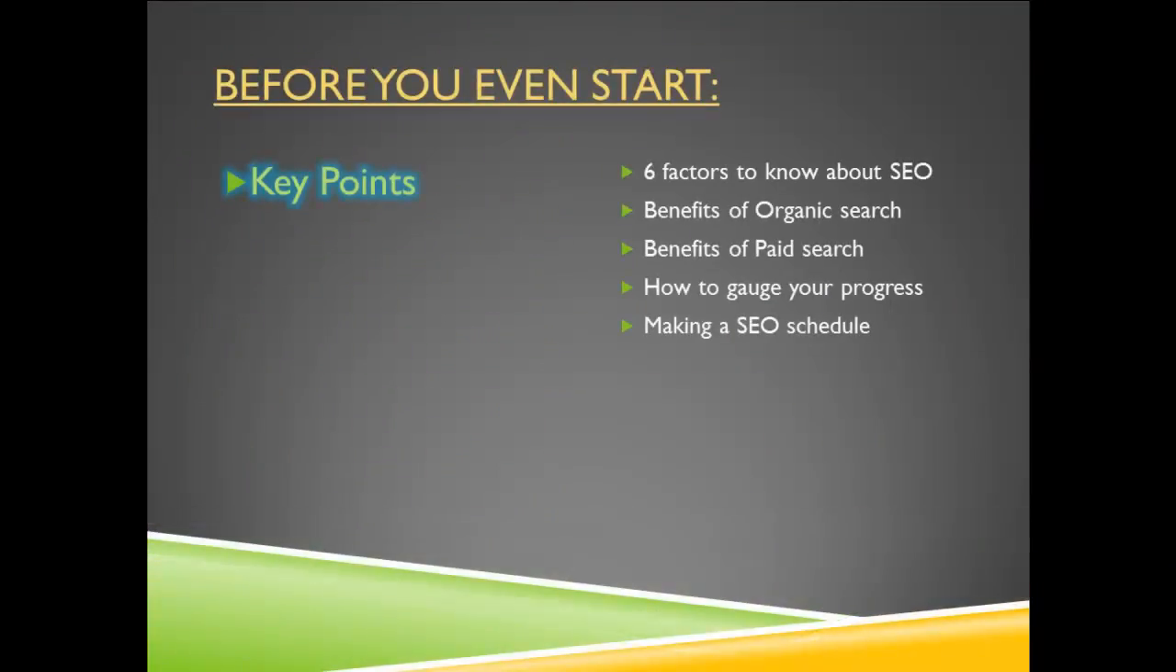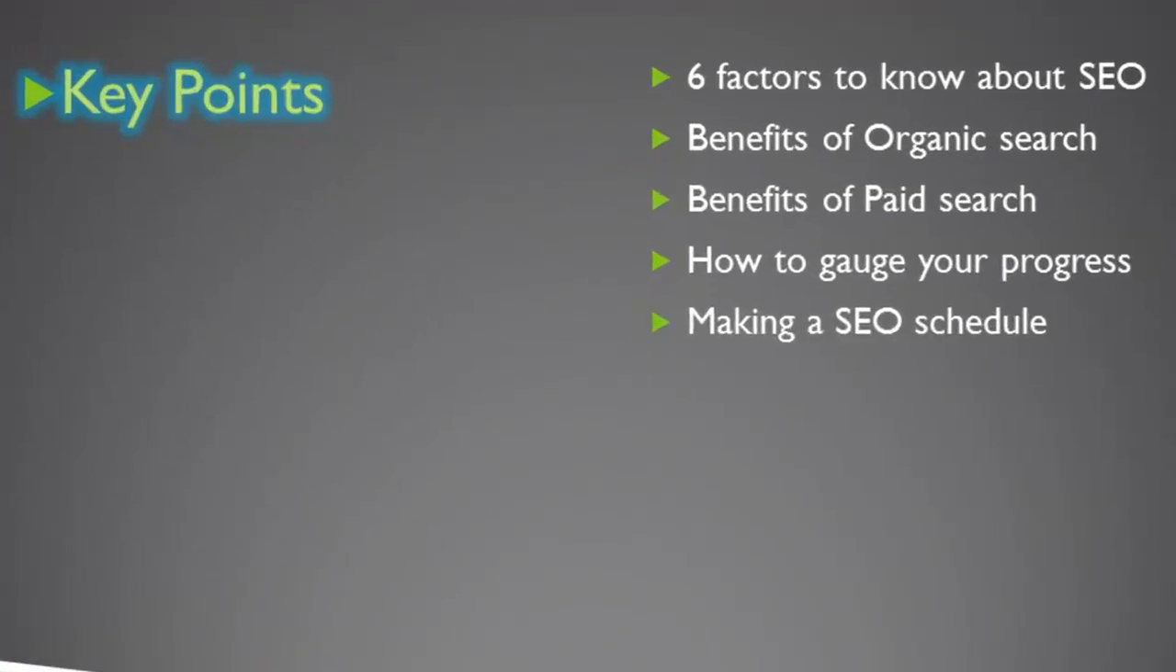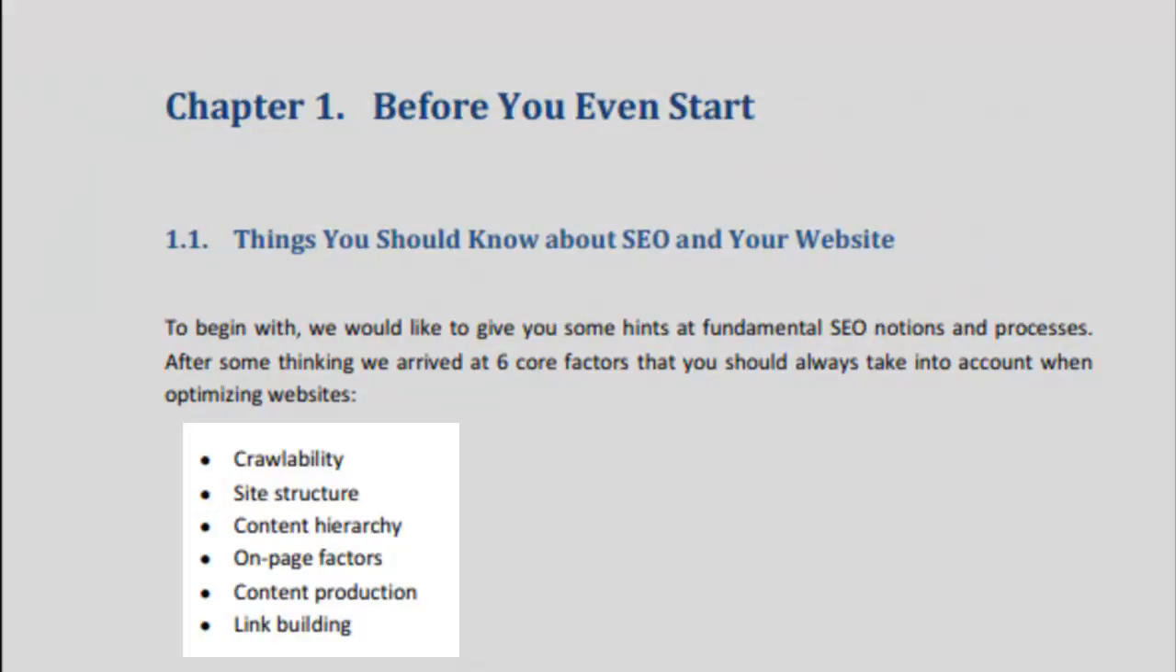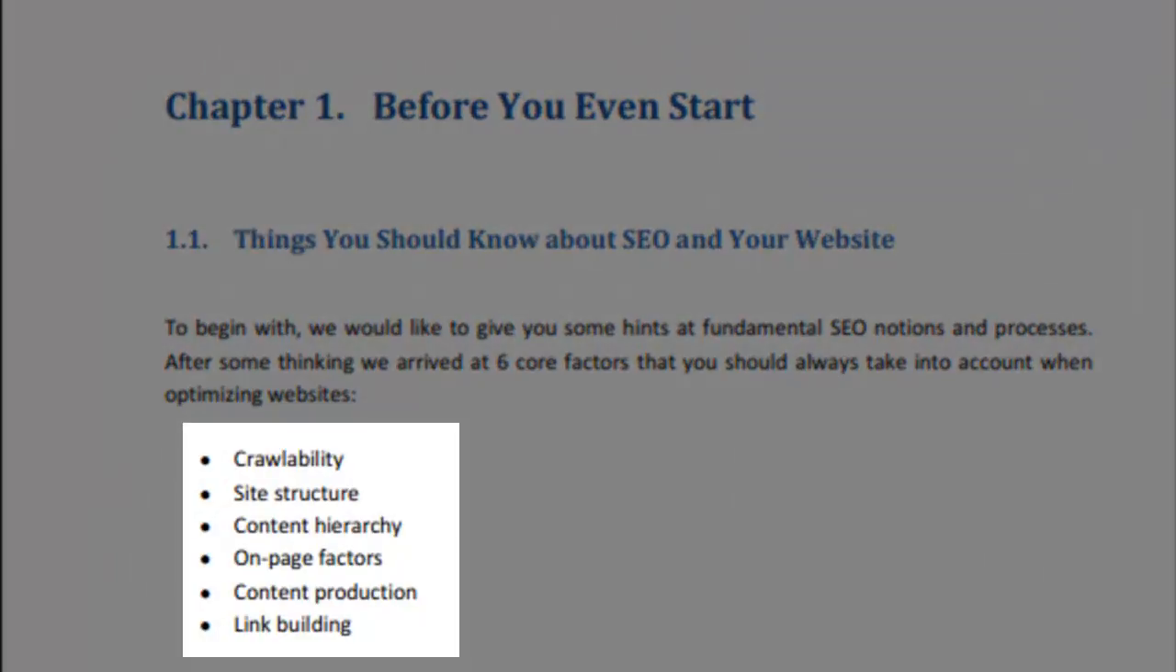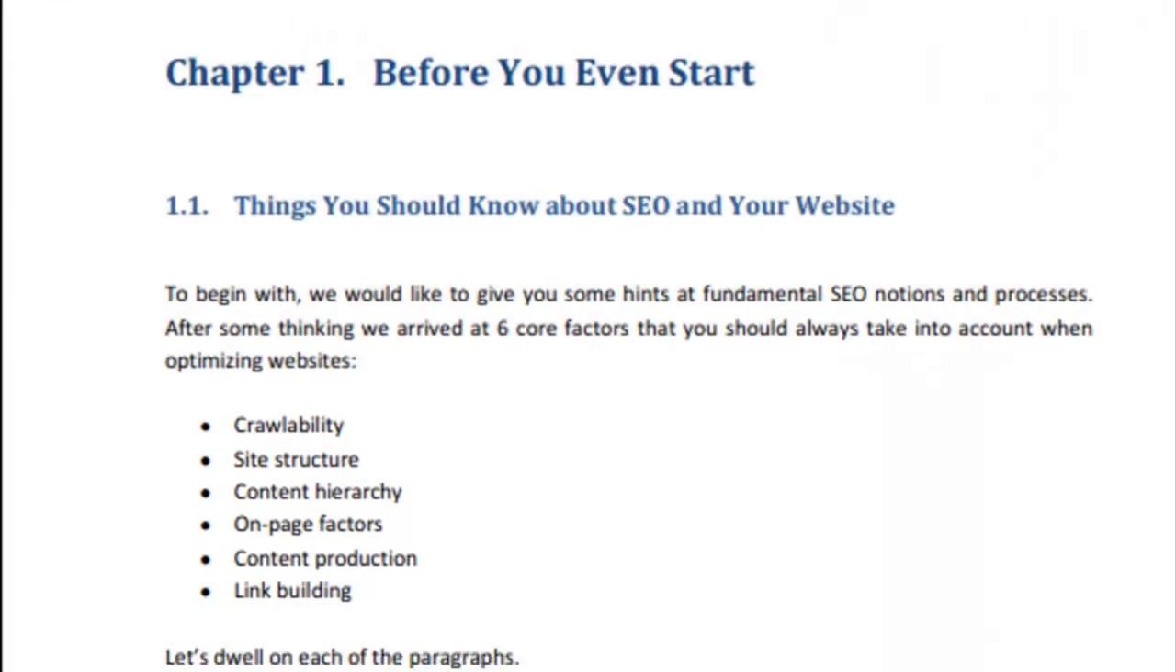This is the first video in the series, so in our section before you get started, we have highlighted some key points that we think you will need to know, which include the 6 factors to know about SEO, the benefits of organic search, the benefits of paid search, how to gauge your progress, and making an SEO schedule. With each one, we will provide in-depth descriptions and on-screen examples so you know exactly what we are talking about. Let's begin with the 6 core factors you should take into account when optimizing a site.